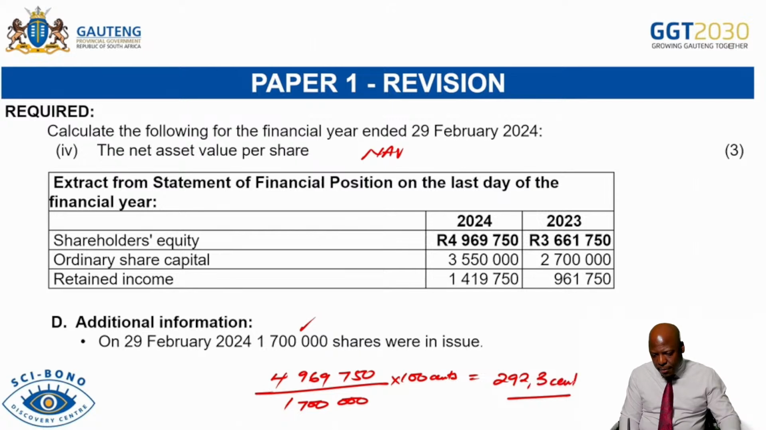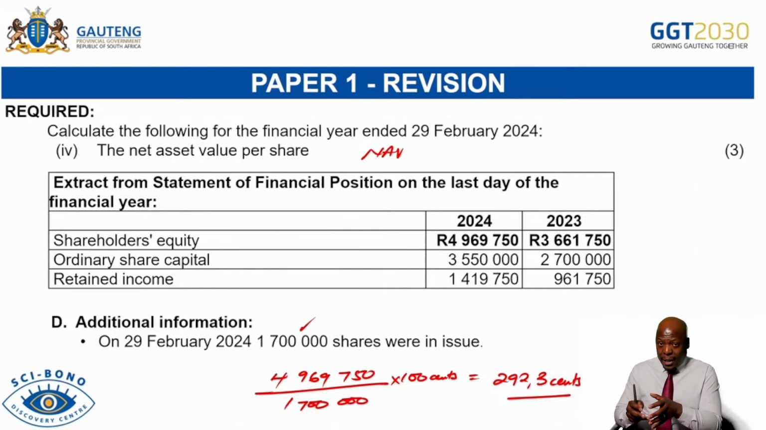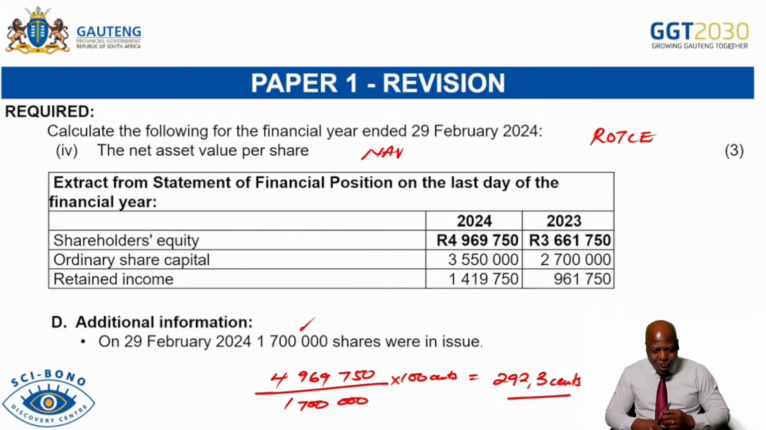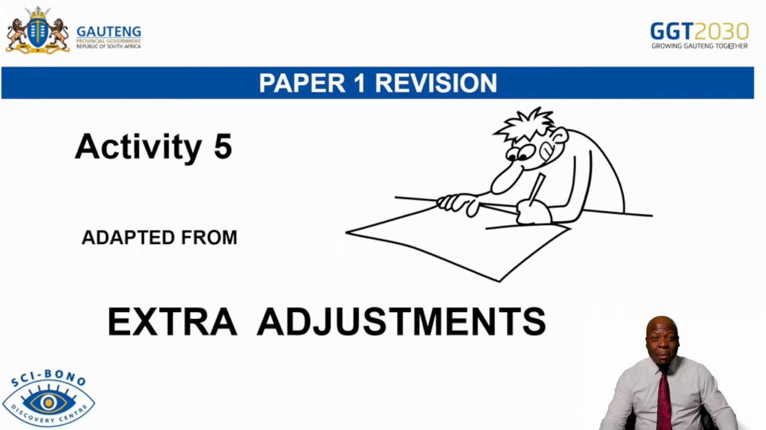Before I conclude this aspect, remember there are other financial indicators which I did not calculate in here, such as your return on total capital employed. Remember, that's the longest one. You need to know these financial indicators before you go into the exam, just in case the examiner brings such a financial indicator, you should be covered and sorted. We're almost at the end of our lesson. Time is no longer on our side, but before I say goodbye, let me start activity number 5.